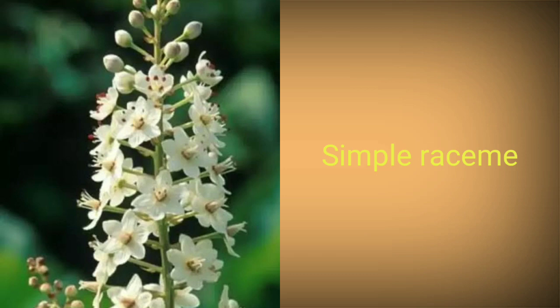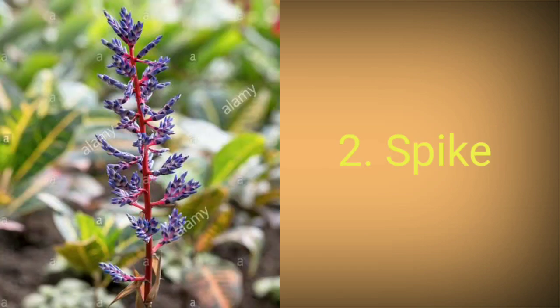Then another one is the spike, where the flowers are arranged in the same acropetal order, but here the flowers are stalkless. That means they do not have the pedicel, as for example in the bottle brush flower. So that is the spike inflorescence.